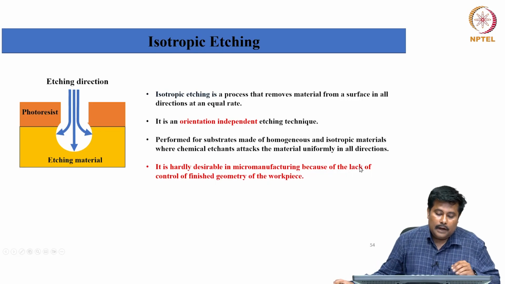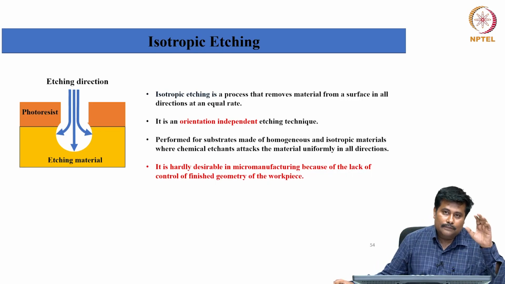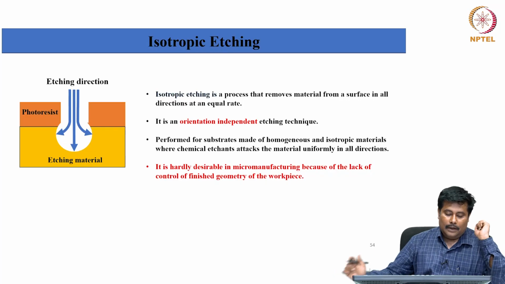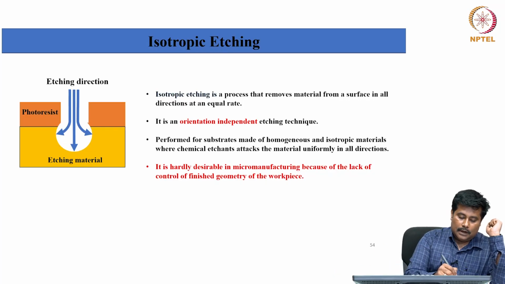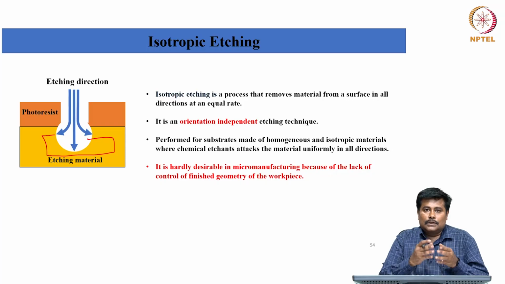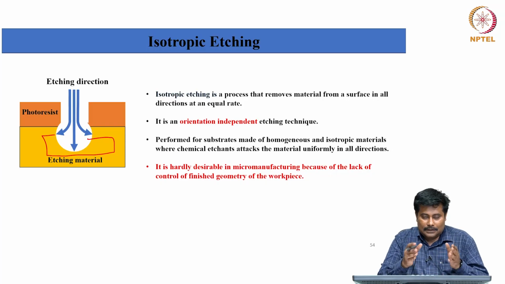Now let us see the overall classification of this etching process. One set of etching is called isotropic etching. Isotropic etching is a process that removes material from the surface in all directions at an equal rate. So if I want to have a curved structure, or a structure something like this, we pump the etching medium inside it, so that this etching medium will efficiently etch the material, and finally we get the required framework or required structure based on our functionality.